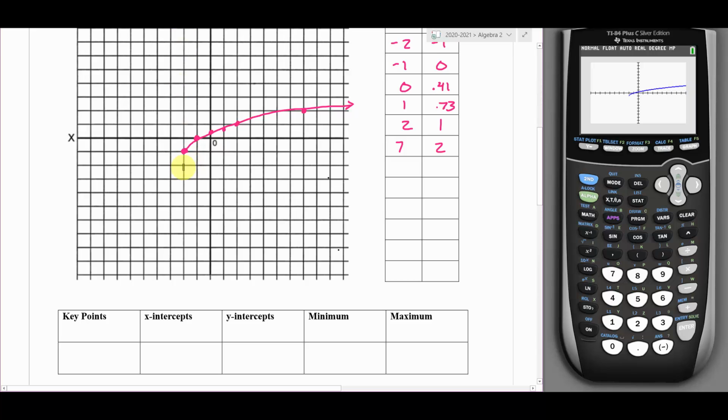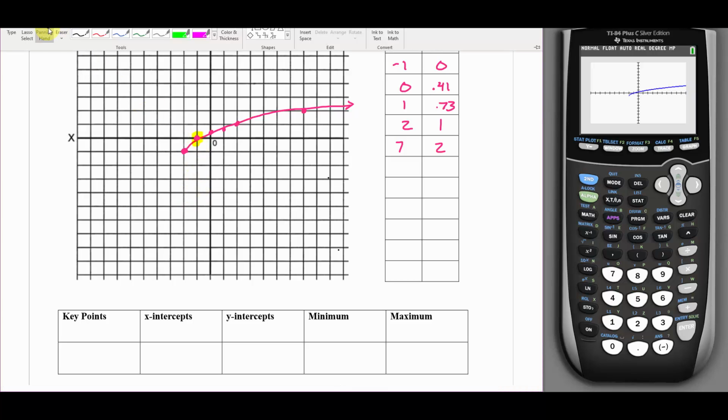So the x-intercept occurs whenever we cross the x-axis, right? So this is our x-axis right here, the horizontal line that runs across the graph, and we're looking for where the graph hits the x-axis, and it hits right here. Right? You'll see I highlighted that point. That is our x-intercept. That's where the graph crosses over that x-axis.